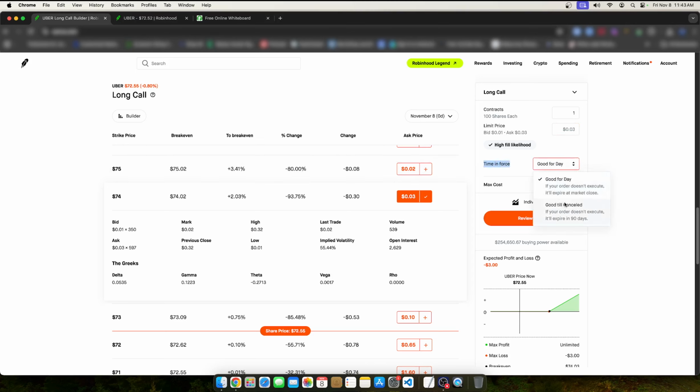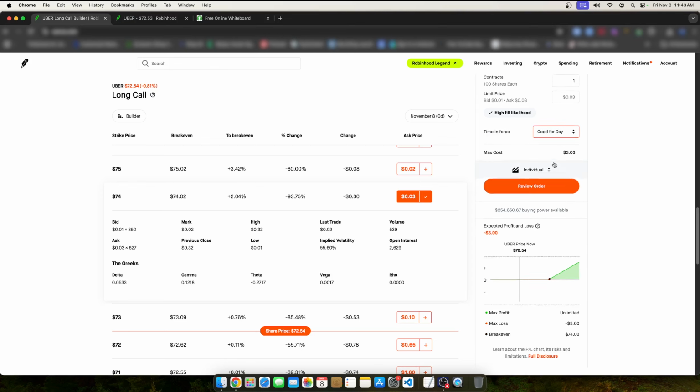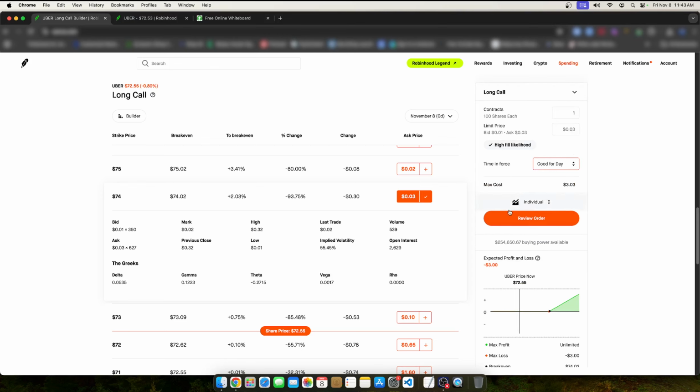So what does that mean? We have good till canceled here, okay? We have good for the day. This is when I want to order it, but we have to also have a date where it expires. Now, if you look here, it's currently set to November 8th, meaning today.